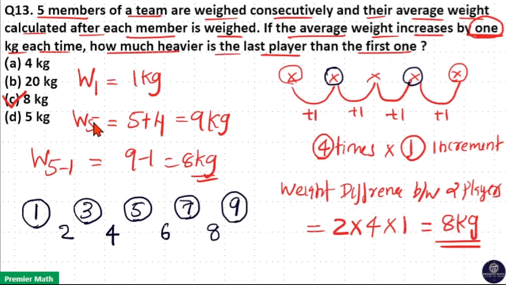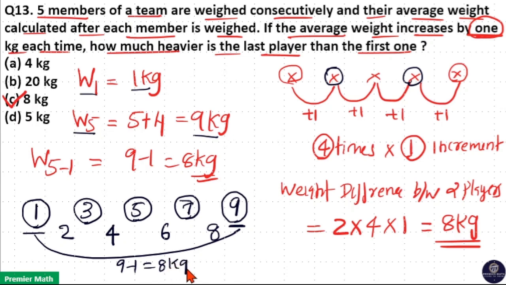Now you can see here the weight of the first person is 1 kilogram. The weight of the fifth person is 9 kilogram. So the weight difference between the last and first player is 9 minus 1, 8 kilogram. Now here the answer is option C.